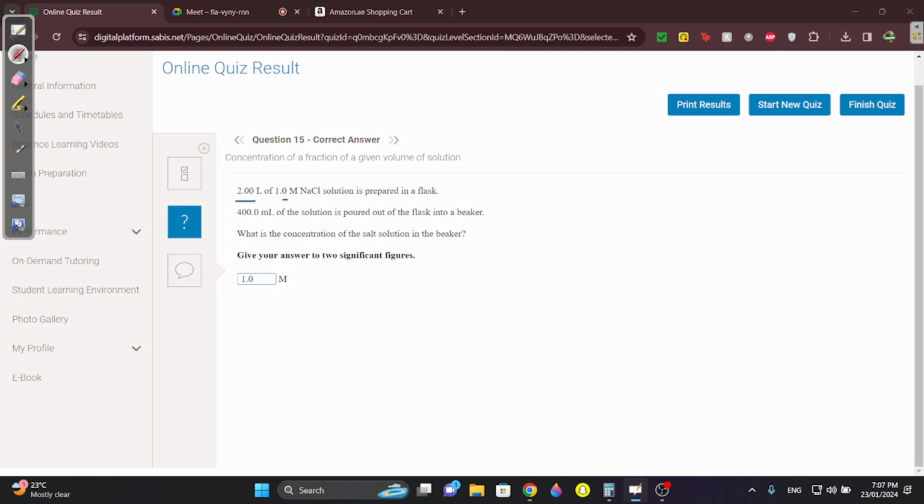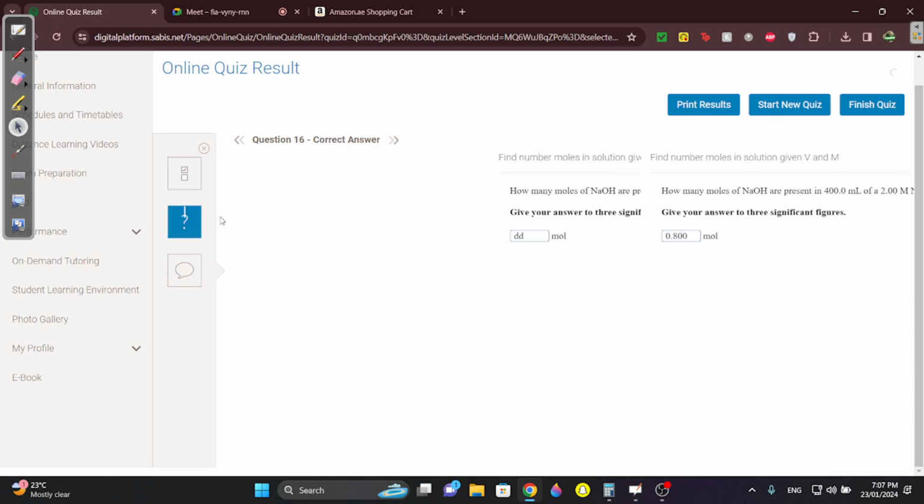2 liters of 1 molar NaCl is prepared in a flask. 400 milliliters were taken from the solution, and then they're asking what's the concentration of those 400 milliliters. Since we already have a solution and we're taking a small part of that solution, obviously the concentration will stay the same. If you have a big solution and take a small amount from it and pour it into another cup or beaker, it will have the same concentration unless you add water. Here we're not adding water, we're just pouring out of the original solution, so it will have the same concentration, which is 1.0 molar.